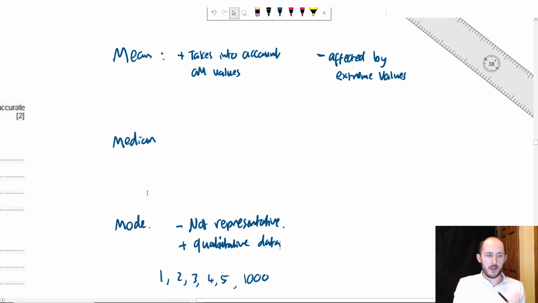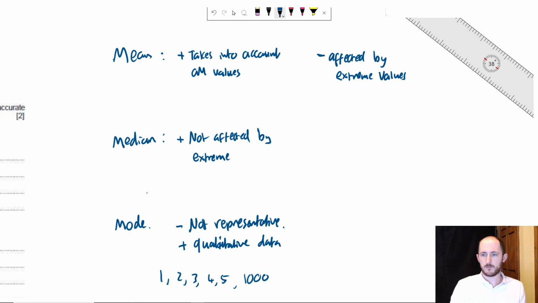And Evie, I'll get to your question in one second. The benefit of the median is that it's not affected by extreme values. So for the data that I gave you at the bottom, you would use the median because it isn't affected by the 1,000. But the downside is it doesn't take into account all values.